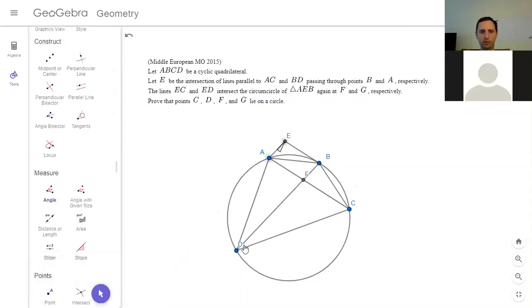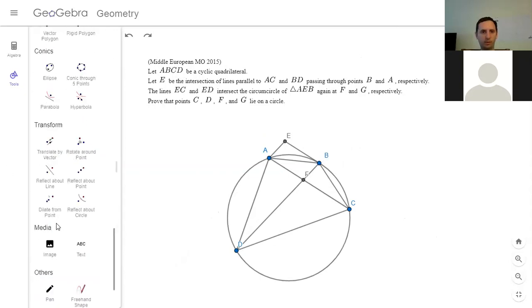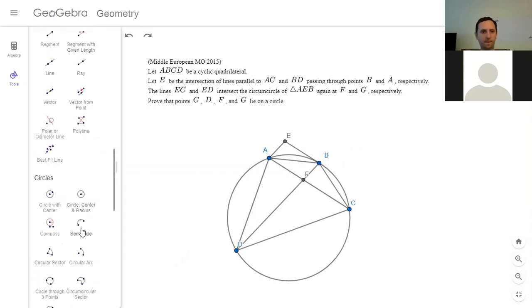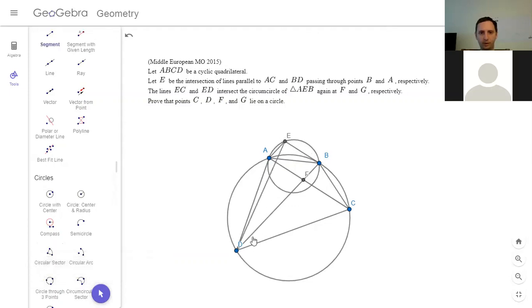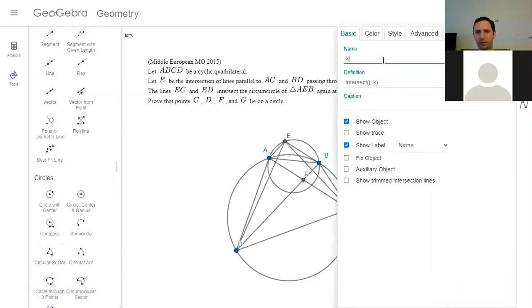All right, so I think angle EAD is equal to angle BEC. Oh no, there's some fact about this configuration that is true. Anyways, I draw the circumcircle of AEB, and EC and ED meet it at F and G. I'm going to want to rename this point right here. I could call it X.